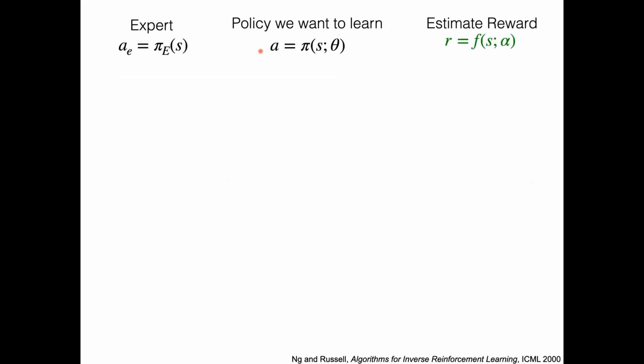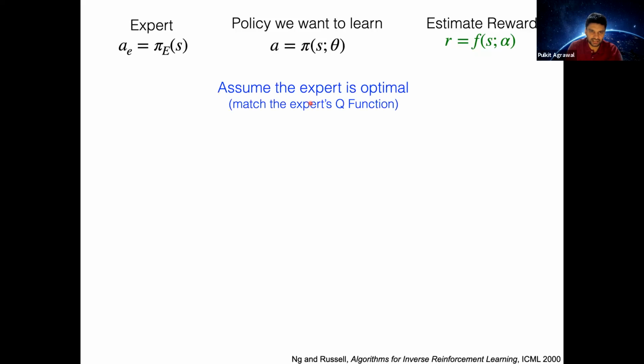The general problem is the following. We have some expert policies, and we have policies that we want to learn. But instead of directly copying the expert, we are first going to estimate a reward function and then use this reward function to learn the policy. To go about it, the first assumption we are going to make is that the expert is optimal, that the expert demonstration is the best way to do the task.